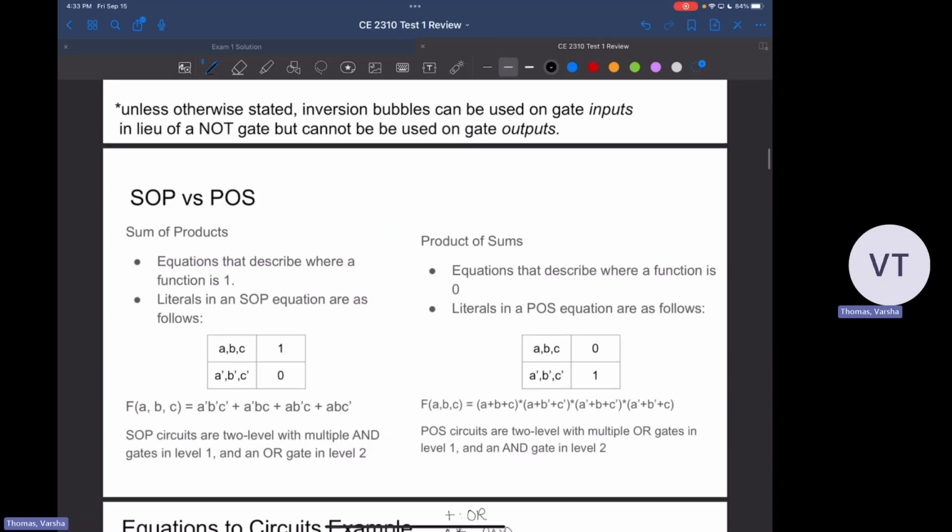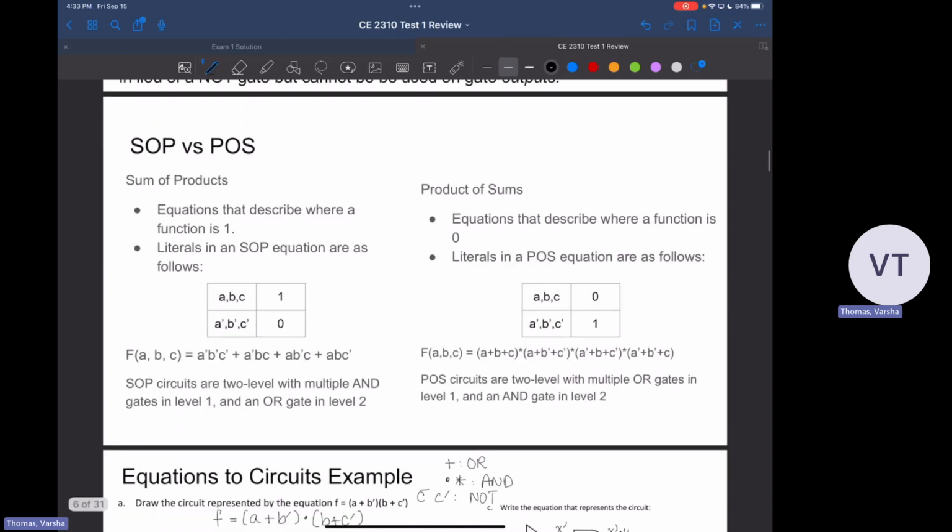It's one of those things where because a POS form has to describe everywhere the function is 0. So for example, this equation here, can you all see this here? Okay, if we were to assign 0, so if we were to say 0 or 0 or 0, remember for an OR gate, your output is 0 wherever all inputs are 0, right?